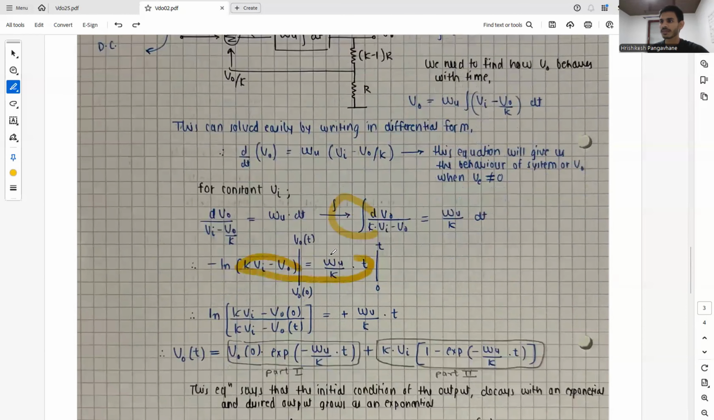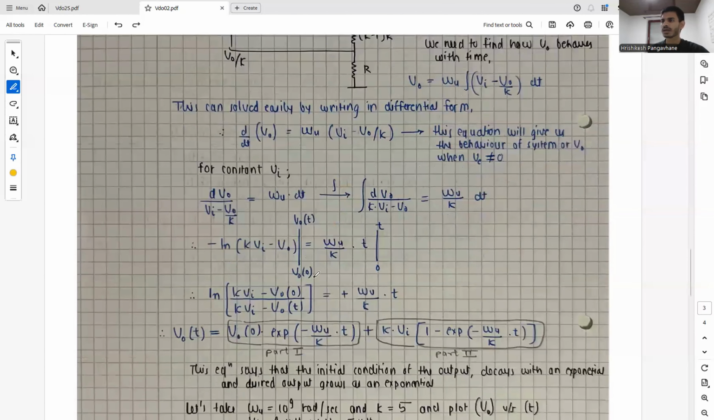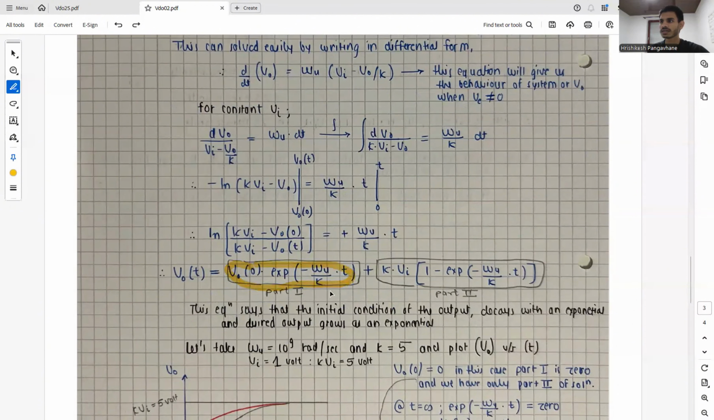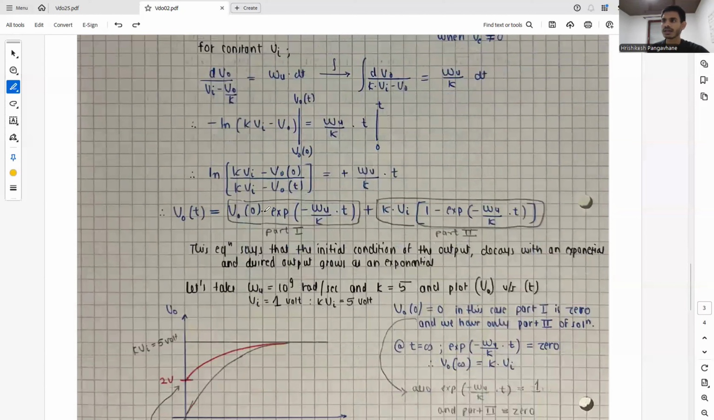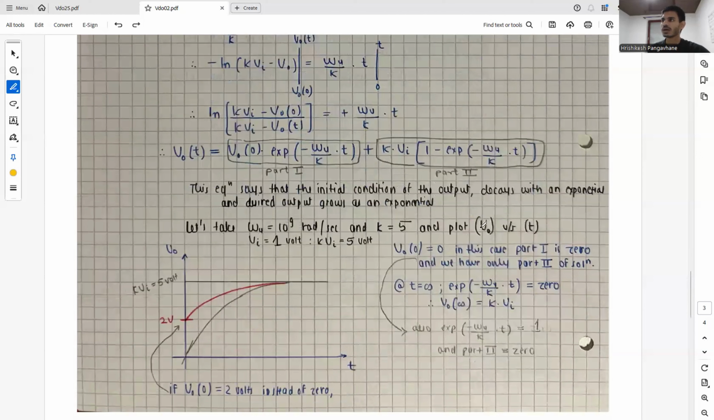So after solving this, basically we will be getting this kind of equation, and let's divide this equation in two parts, part 1 and part 2, and let's interpret what it has to say. In part 1 we have the v naught at time t equals 0 multiplied by the exponential, and in part 2 we have our actual desired value times 1 minus the error in that desired value, which is also an exponential.